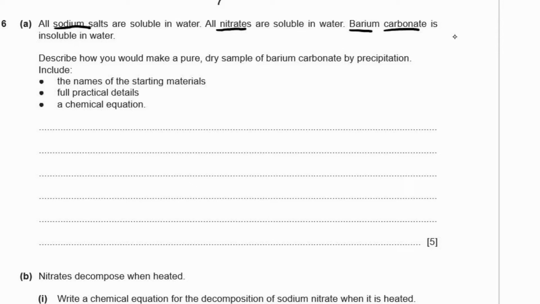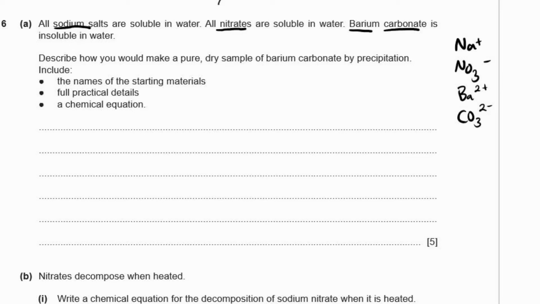So that means we need some Na+, if we're using all the information in the question, because it'd be kind of silly for them to put in information that's not needed. They don't tend to do that at GCSE. You need a nitrate, so it's NO3-. You need barium, that's Ba2+, and a carbonate, CO3 2-. Okay, so those are the ions you're working with. So describe how you would make a pure dry sample of barium carbonate by precipitation. You have to include the names of the starting materials, the full practical details, and a chemical equation.